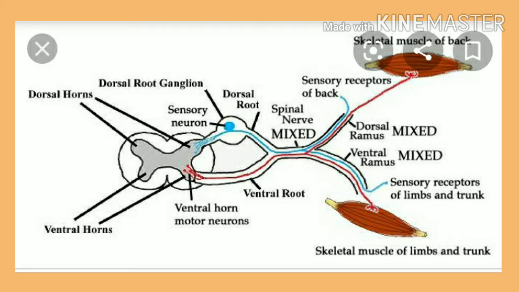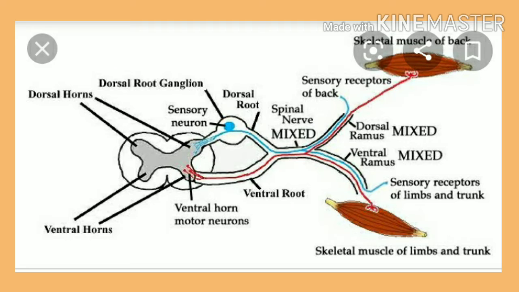It emerges from both sides of the spinal cord through the intervertebral foramen. As soon as it emerges out of the vertebral column, it shows branches. Which branches? That is ramus dorsalis, ramus ventralis and ramus communicans. Ramus dorsalis is mostly seen in the skin and muscles of the dorsal side.